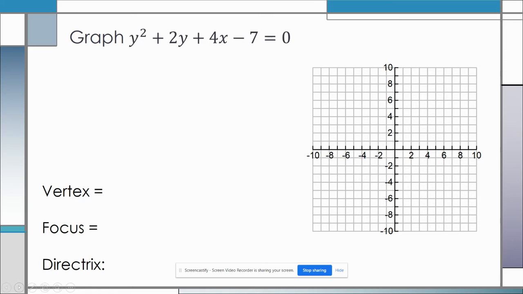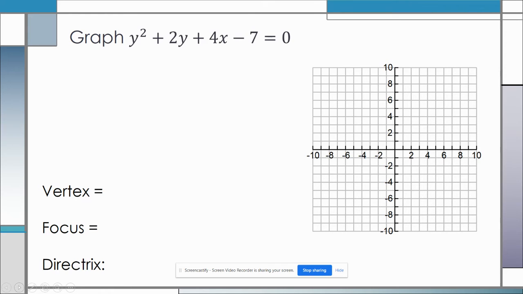So notice that this first example is asking us to graph y squared plus 2y plus 4x minus 7 equals 0. As we can see, this is definitely not written in standard form, so our first step is to get it into standard form so then we can graph our parabola. So remember, to get it into standard form, I want the squared term on one side and I want the non-squared terms on the other.